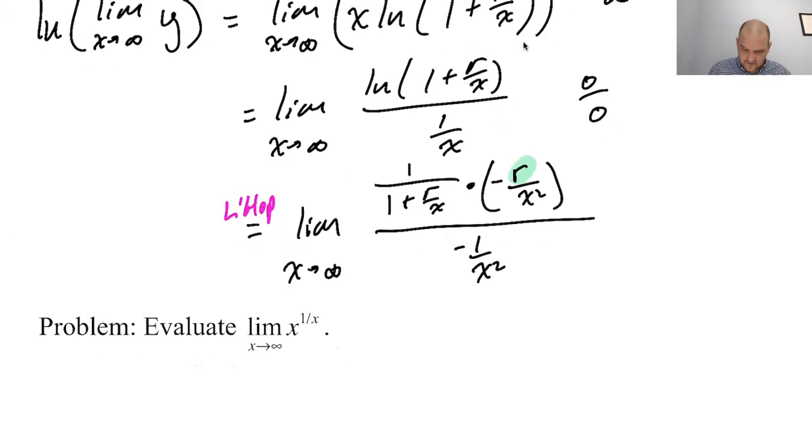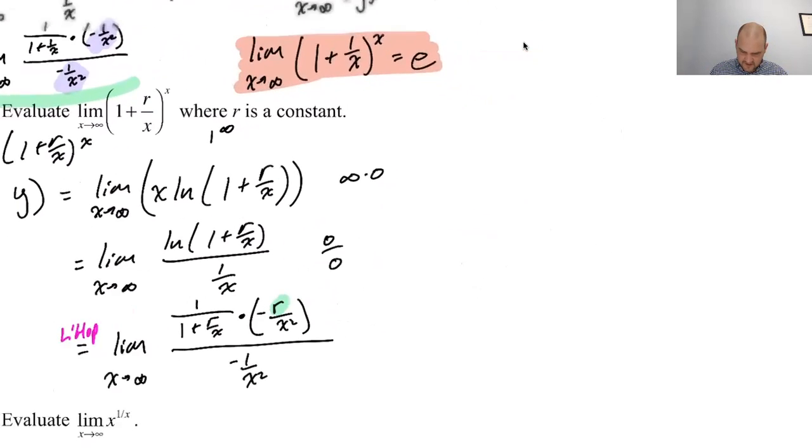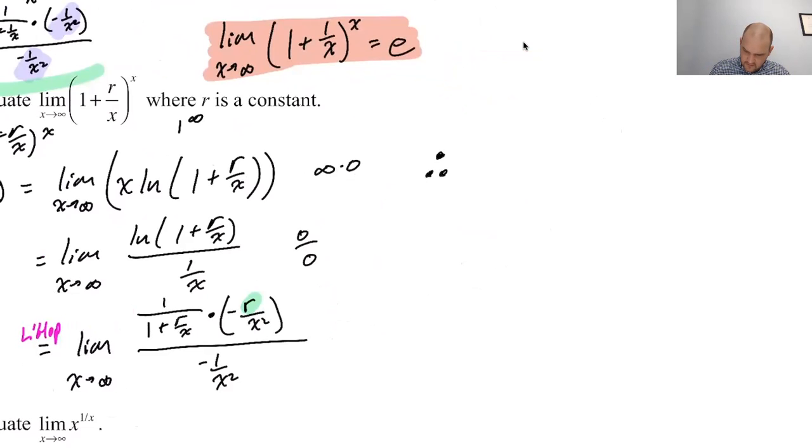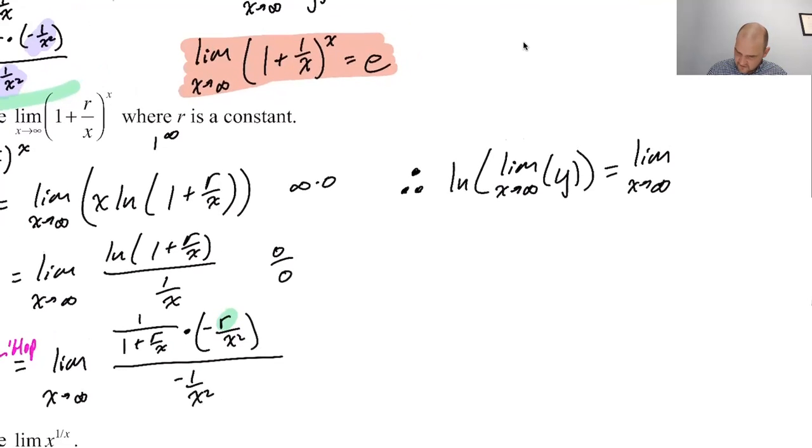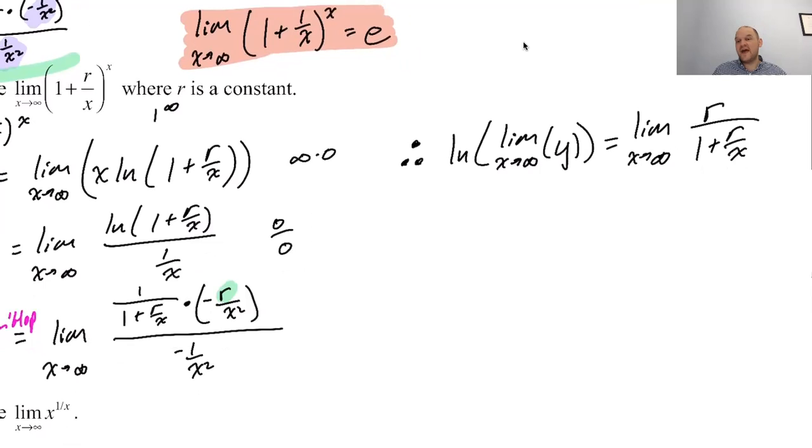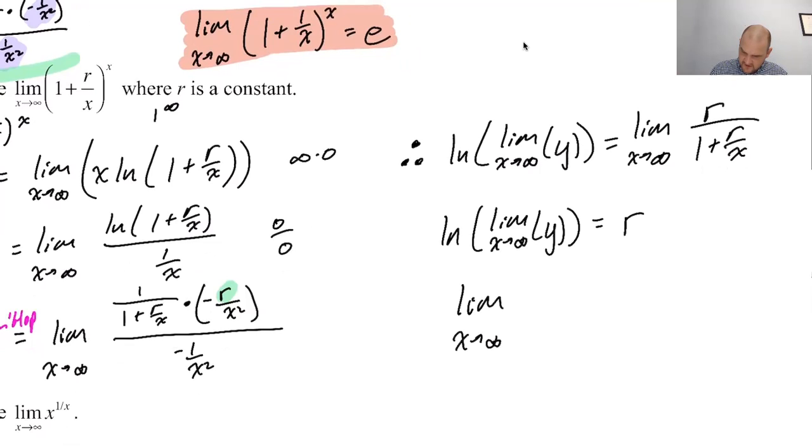It's still there. So let's say, therefore, the natural log of the limit as x approaches infinity of y is going to be the limit as x approaches infinity of, that r is still there, so r over 1 plus r over x. If x approaches infinity, that on the right-hand side actually just approaches r. So we get the natural log of the limit. If I could stop writing that, it would be way faster, but I can't do it. So this becomes r. So the limit as x approaches infinity of y is equal to e to the r.